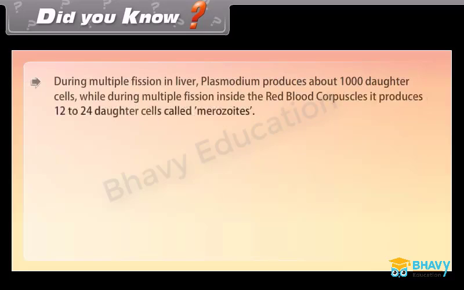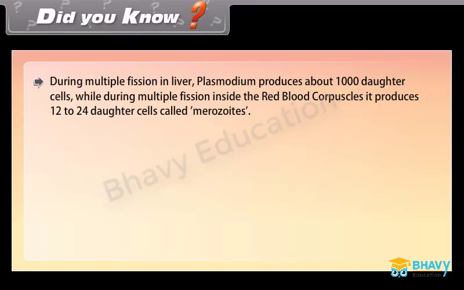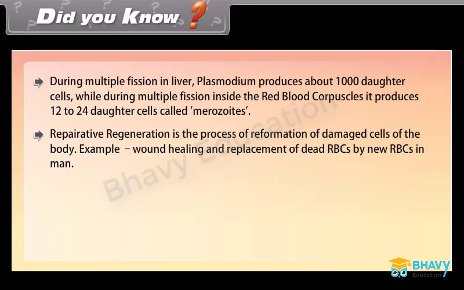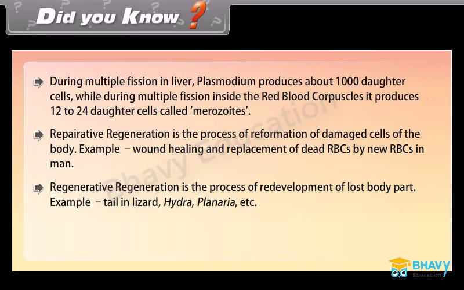Did you know, during multiple fission in the liver, Plasmodium produces about 1,000 daughter cells, while during multiple fission inside the red blood corpuscles, it produces 12 to 24 daughter cells called merozoites. Reparative regeneration is the process of reformation of damaged cells of the body. Example, wound healing and replacement of dead RBCs by new RBCs in man. Regenerative regeneration is the process of redevelopment of a lost body part. Example, tail in lizard, hydra, planaria, etc.